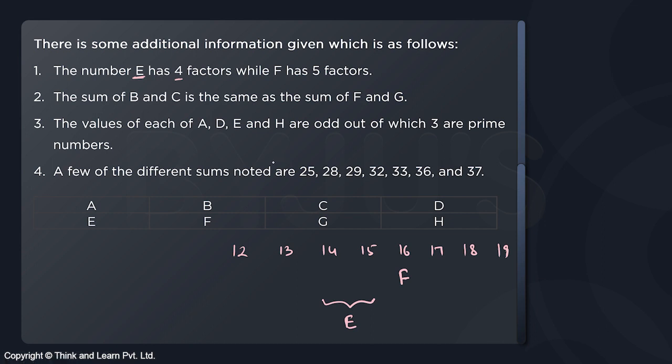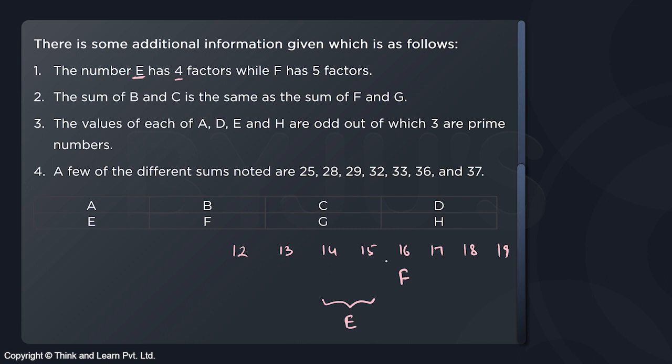Let's move ahead. Now what next is there? When he says that the sum of B and C is same as F and G, currently I just know about F. I do not know what is B, I do not know what is C, I do not know what is G. So it will be difficult for us to say which one is F, G, B or C. I'm just forgetting it currently.